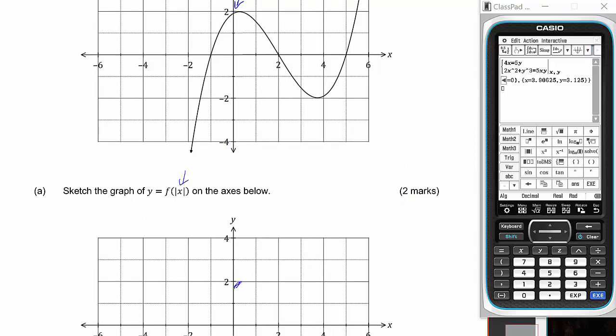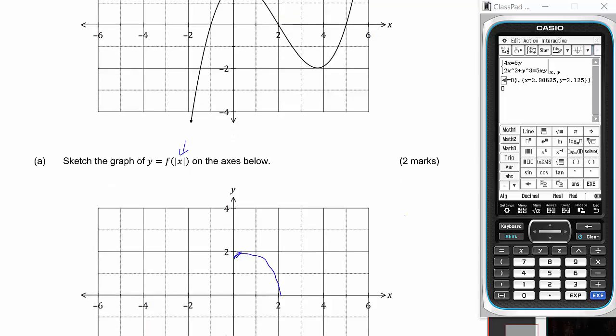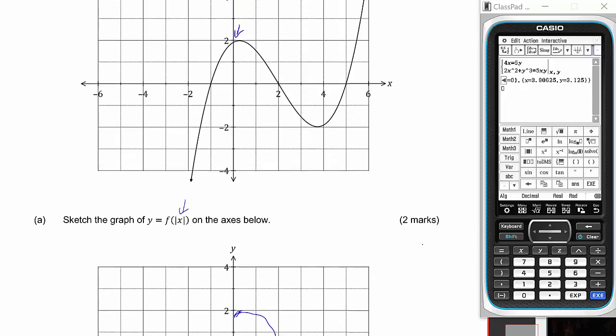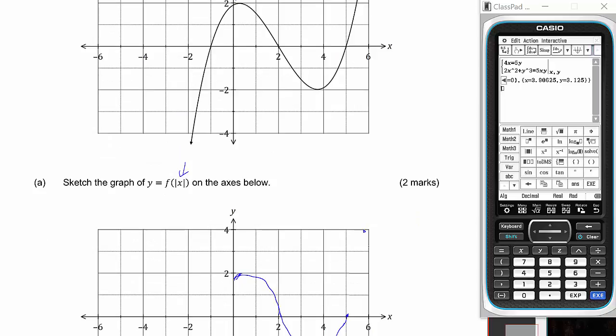And then it's going to come over, go down through 2 as a root. The other root's at 5. And the turning point is just before 4. So it's going to go like that. And let's see where it goes off the top of the graph. It goes off the top of the graph about there.